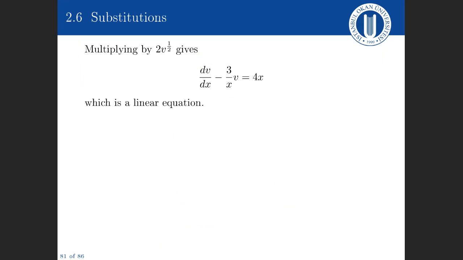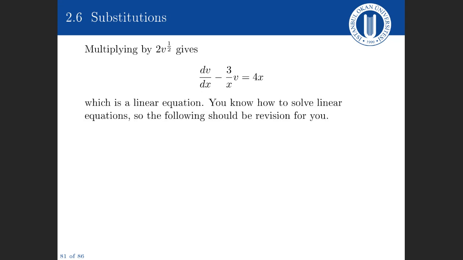If we multiply this differential equation by 2 v to the power of a half, then it simplifies to dv/dx minus 3 over x v is equal to 4x. And this is a linear equation. You know how to solve linear equations. So the next part of this answer should be revision for you.